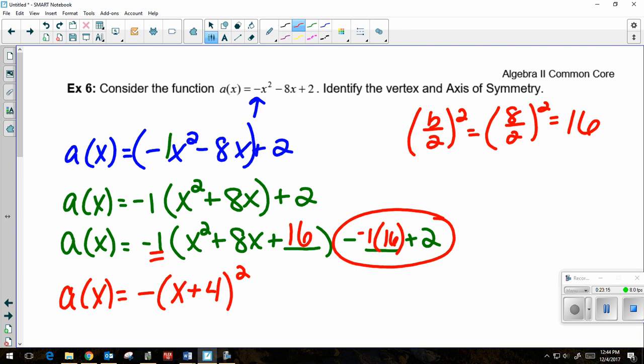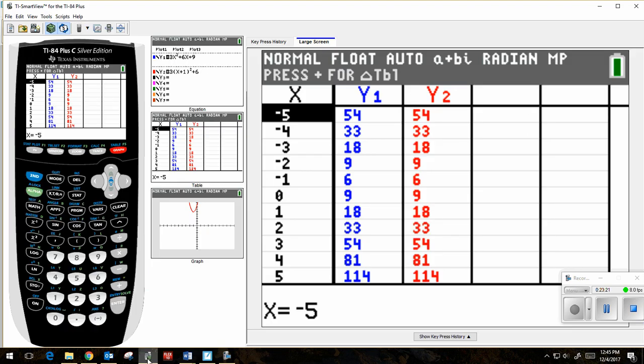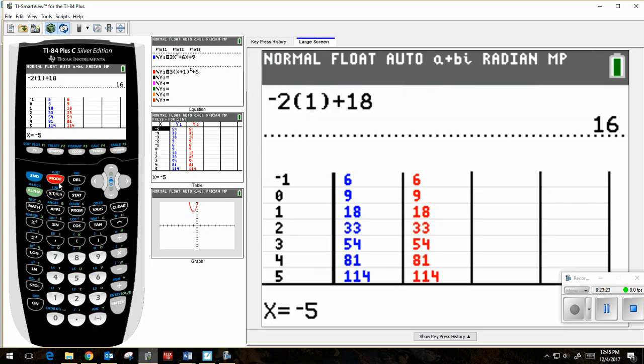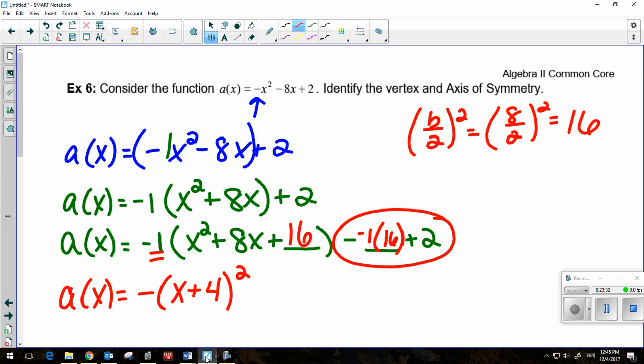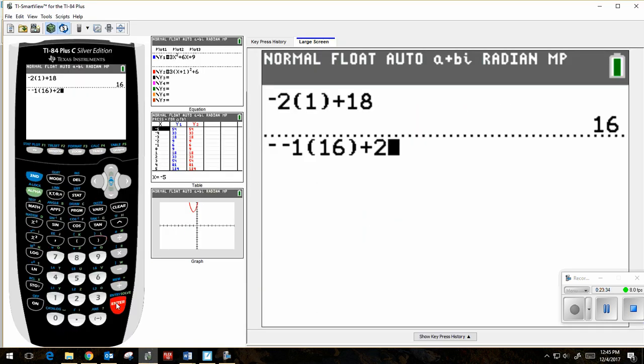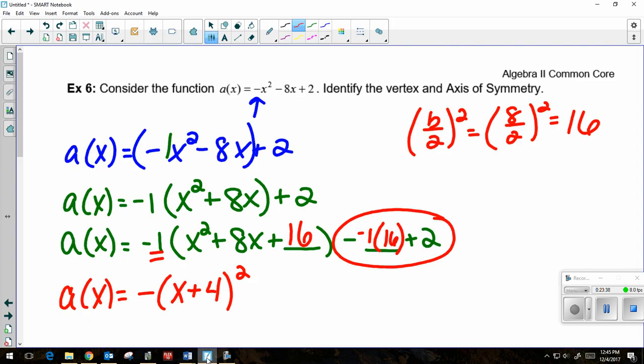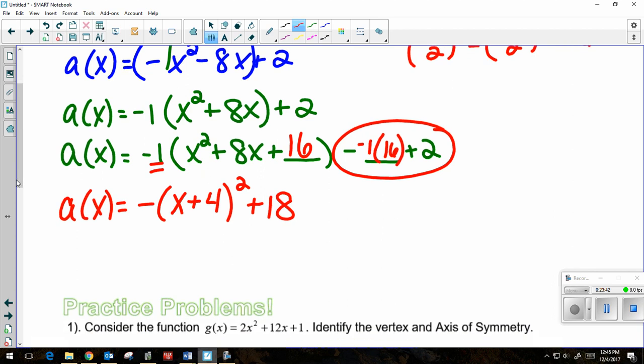If you don't want to do it in your calculator, that's fine, but remember that a negative and a negative make a positive. So in my calculator, in the home screen, I have -1 times 16 plus 2, which gives us 18. So there is my vertex form.